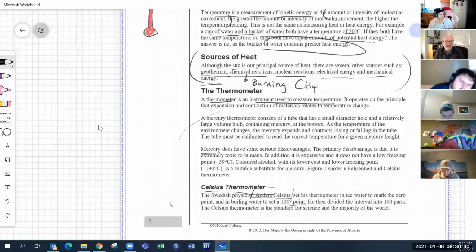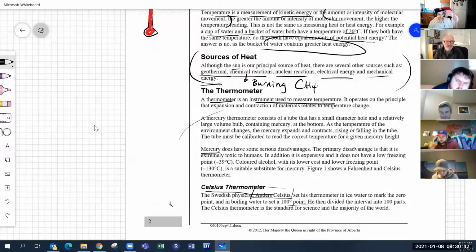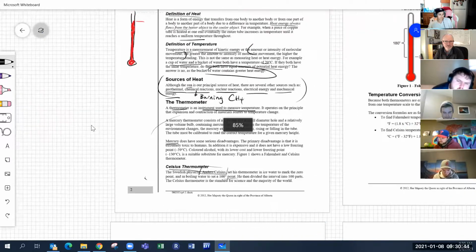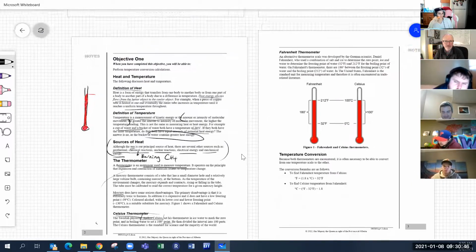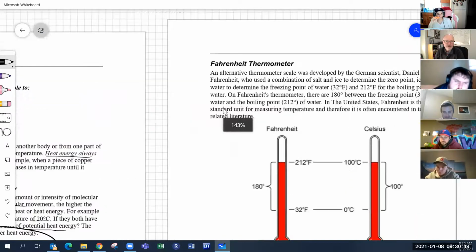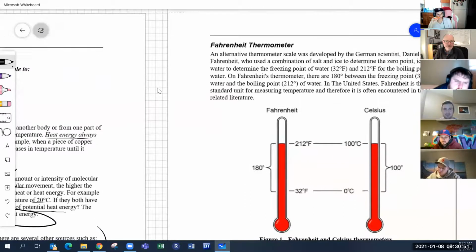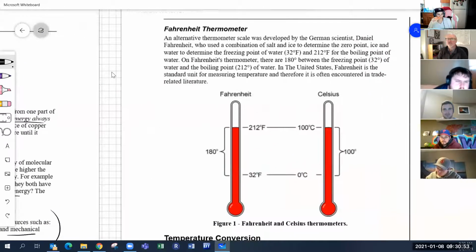And then there's, what do you call it? The next guy, Fahrenheit. Let me get to him. Daniel Fahrenheit used a combination of salt and ice to determine the 0 point. Ice was the freezing point, and when water boiled, it was the boiling point. Okay, so here's Fahrenheit, here's Celsius.